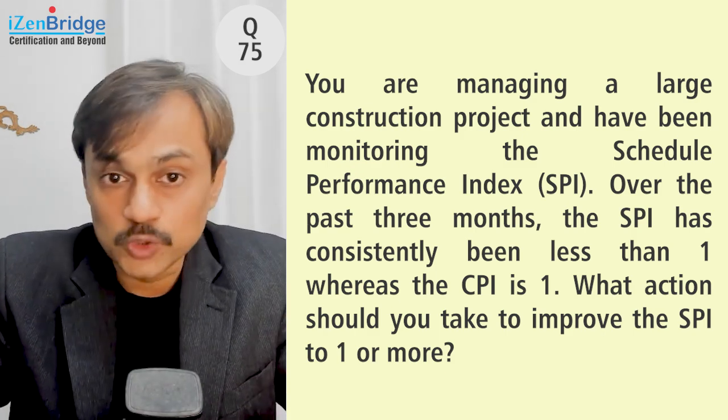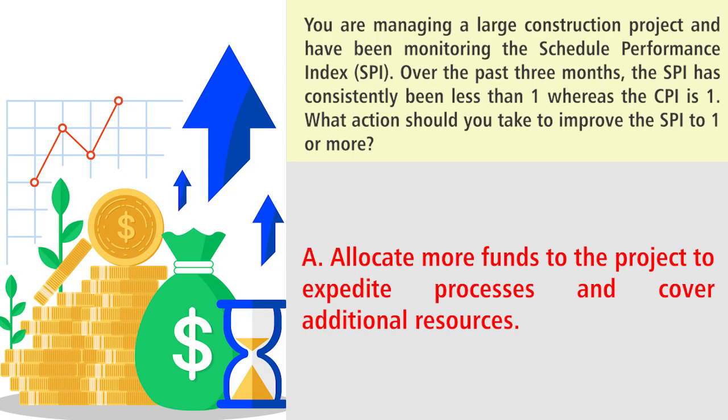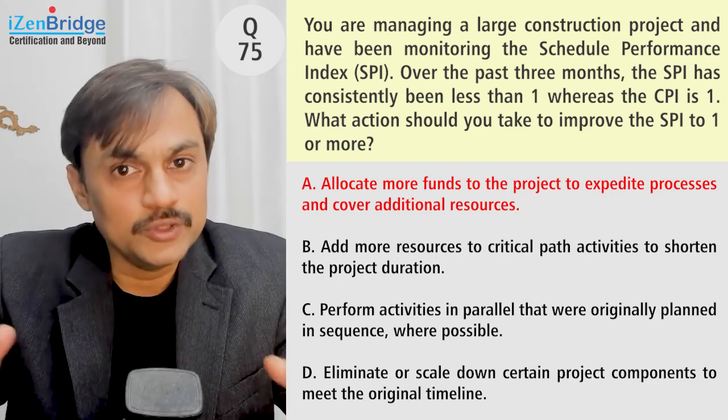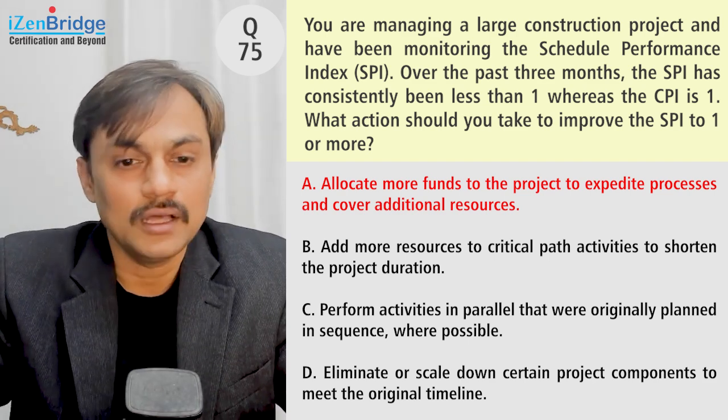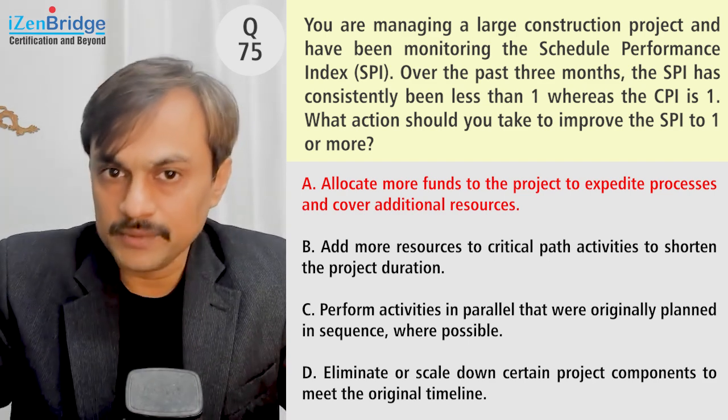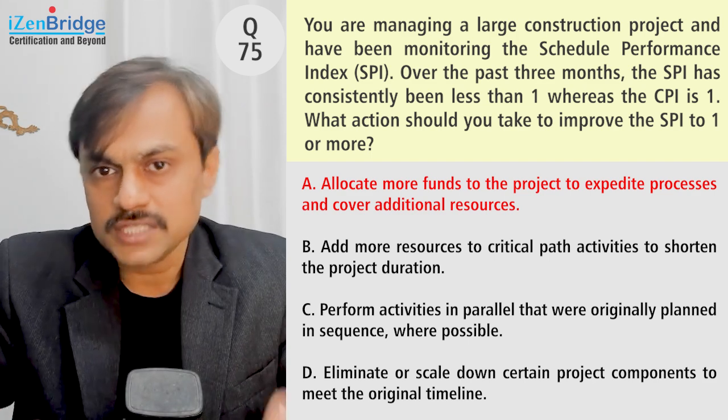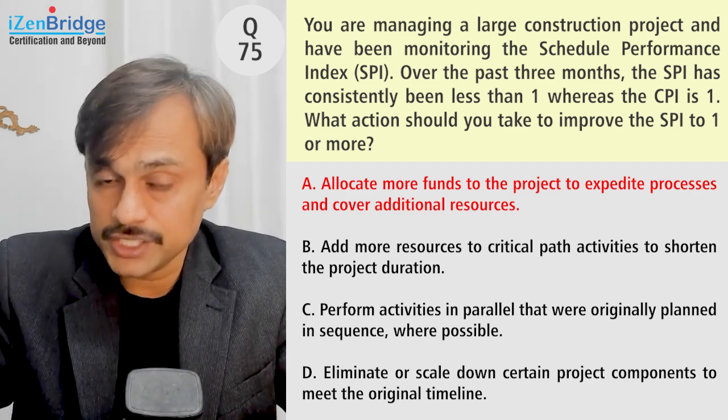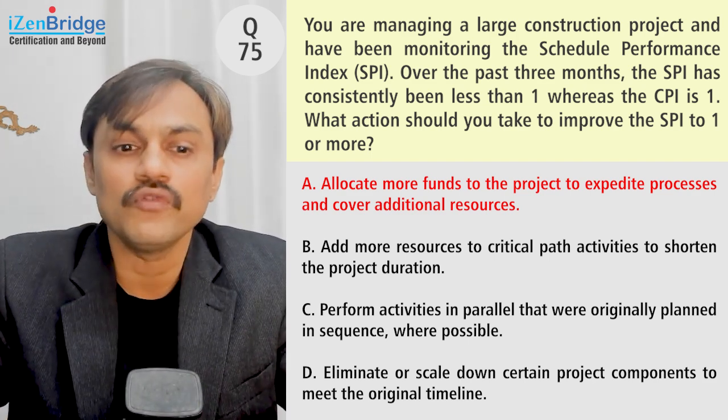So let's look at the options. Option A: allocate more funds to the project to expedite the process and cover additional resources. This option is saying that you need to do crashing. We understand that in order to make the schedule faster, we need to apply fast tracking or crashing, and option A is saying go for crashing.